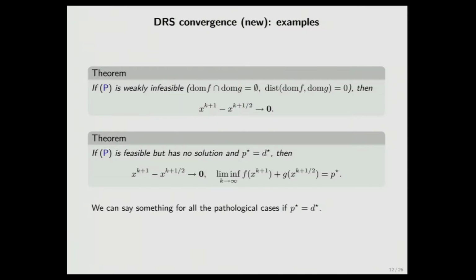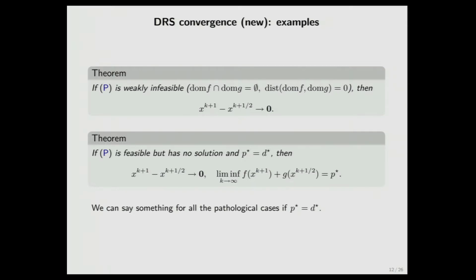So let's be formal. This is the theorem we can show. If the primal problem is weakly infeasible, that is, the domain does not have a solution but the distance of the domain is 0, then we can show that the two shadow sequences converge to the 0 point. If the problem is feasible, may or may not have a solution, but strong duality still holds, then we can show we approach feasibility, and at the same time, we have trouble getting rid of the lim inf yet, but the lim inf of the objective converges to the optimal objective value. So we basically can say something for all the pathological cases as long as primal equals dual.